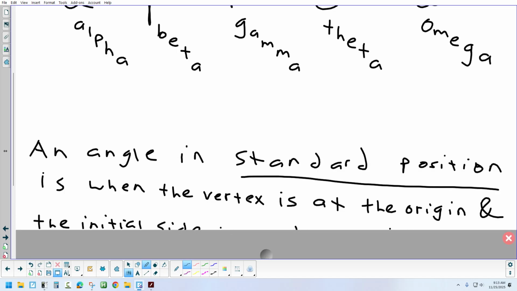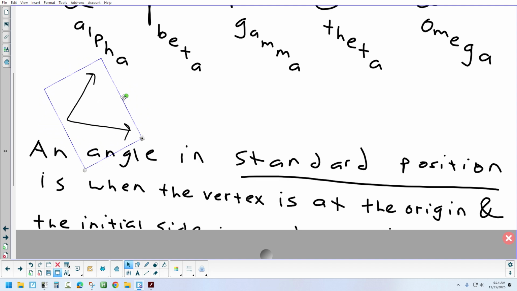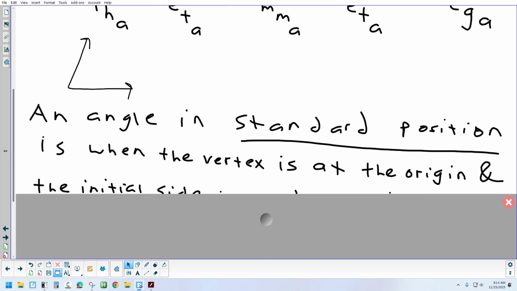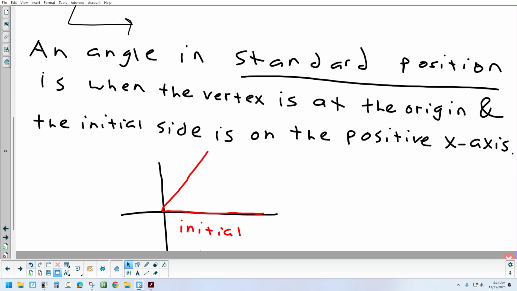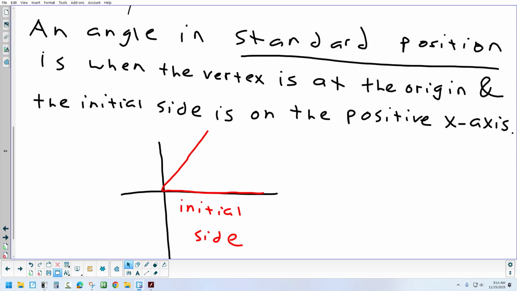So when you draw an angle, there's different ways that you could sketch it. So that's an angle. But when we draw something, we would generally like our angles to be in what's called standard form. Standard form is when two things happen. First of all, when you draw the angle, the initial side is on the positive x-axis. So it's horizontal and pointing to the right. And the vertex would be at the origin. Okay, so that's an example of an angle that's in standard form.